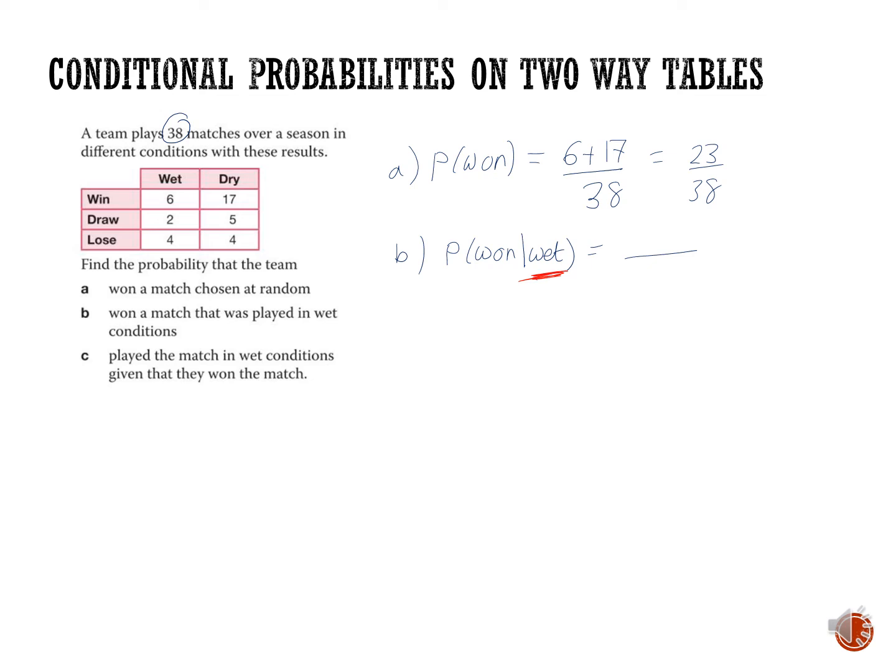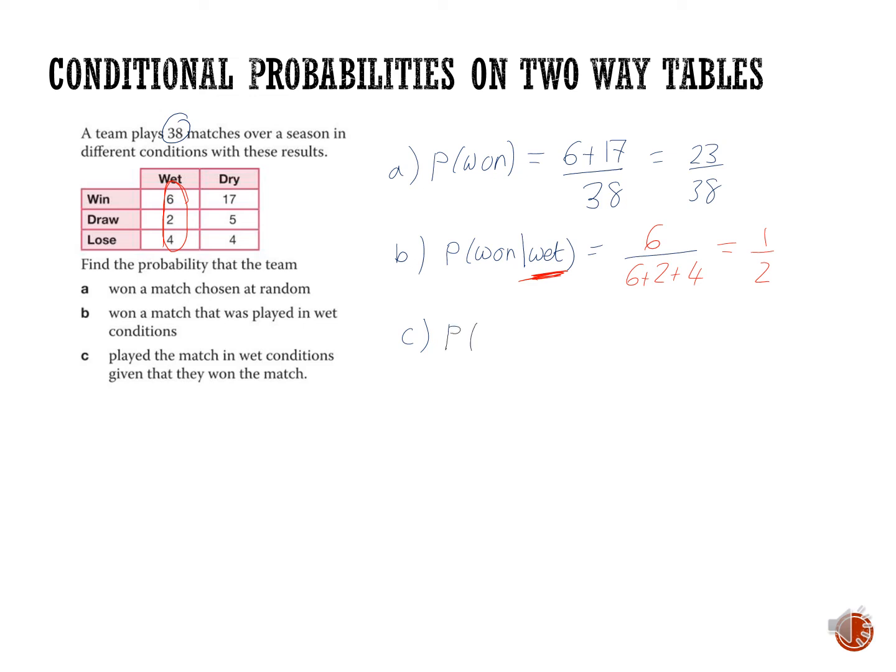So back to our table, which bits are given that it's wet? Those ones. So on the bottom goes the total of all of those. Given that it's wet, just focusing on the wet ones. On the top, we want only the ones that we won. So we pop the 6 on the top, pop it in your calculator, you get half. So can you see what we're doing here? We're concentrating on the given that part of the table.